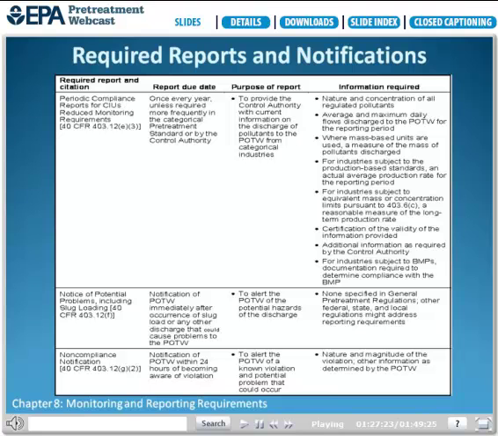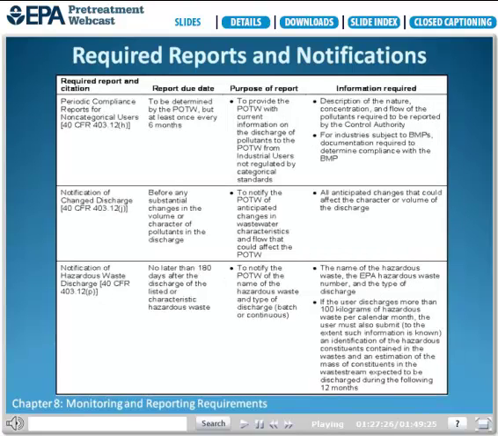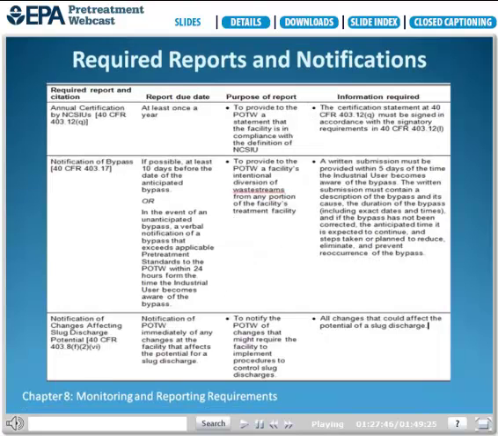Along with some of the notifications, there's notifications for a change in discharge, notification for hazardous waste, annual certifications for those that are non-significant, or I should say non-significant categorical SIUs. There you go. And notifications of bypasses or slug discharges.